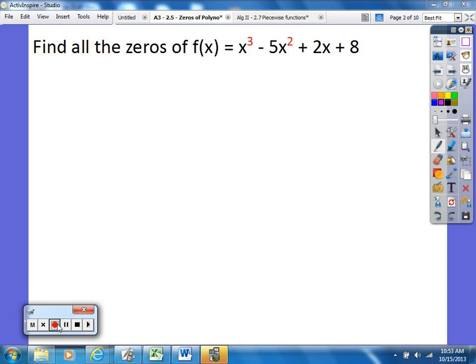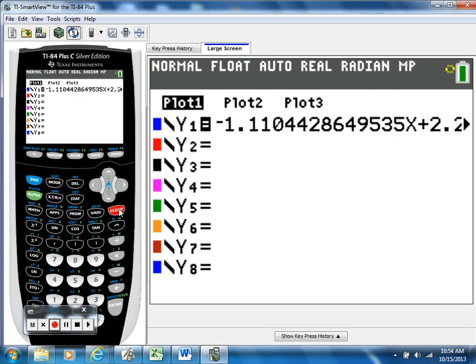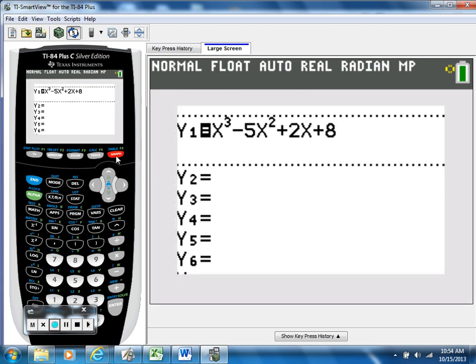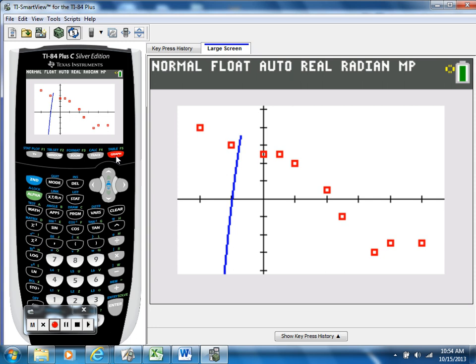Graph it. Go ahead and graph it. You've got a calculator, so we're going to graph it right in that calculator. x cubed minus 5x squared plus 2x plus 8. Uh-oh. Oh no, my graph looks all weird. So what are some things I need to do to fix this first off, so that it doesn't look weird on mine?